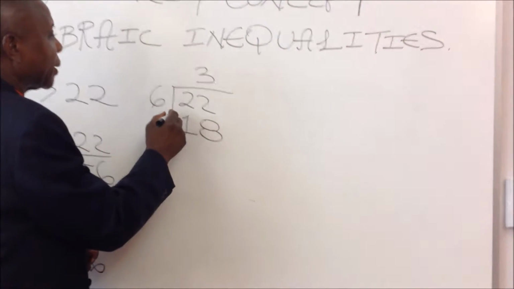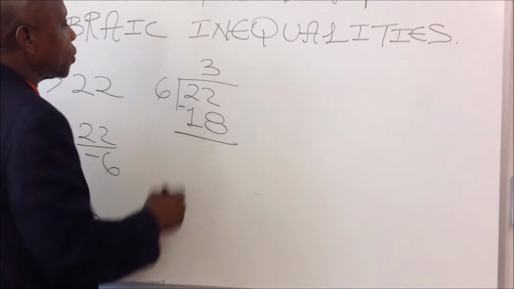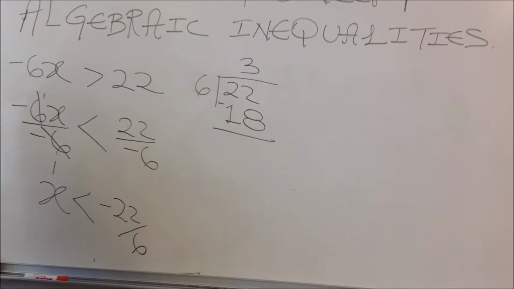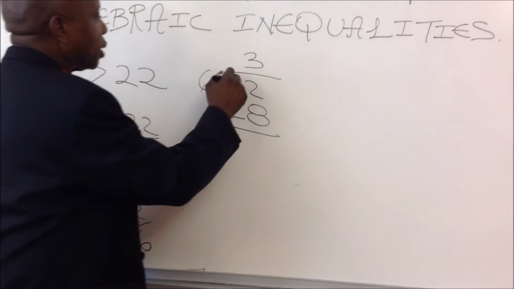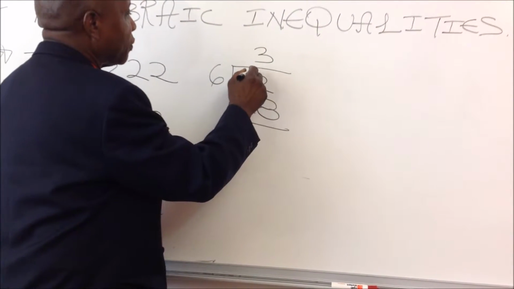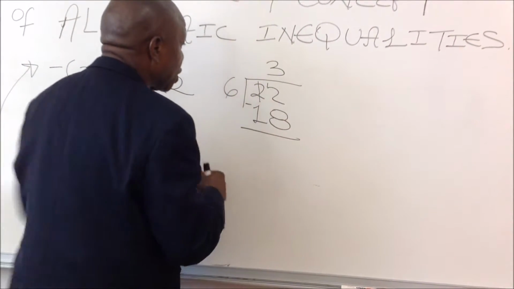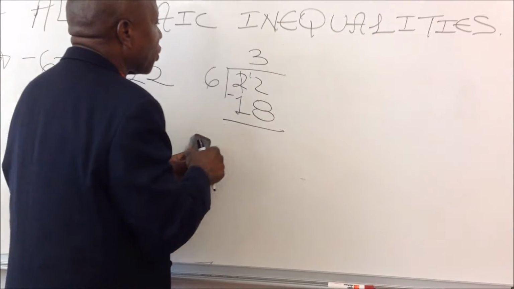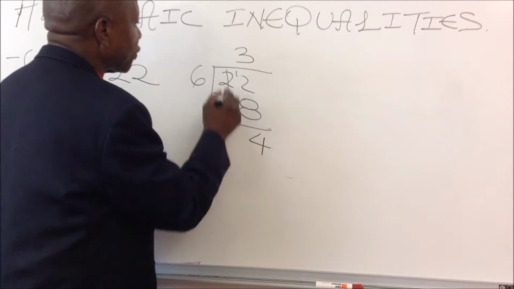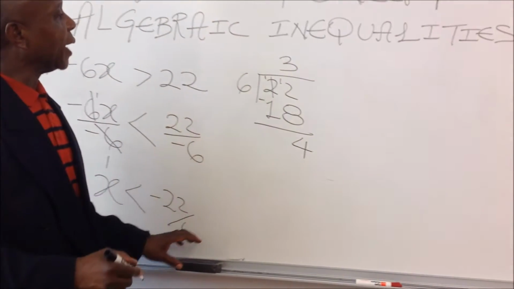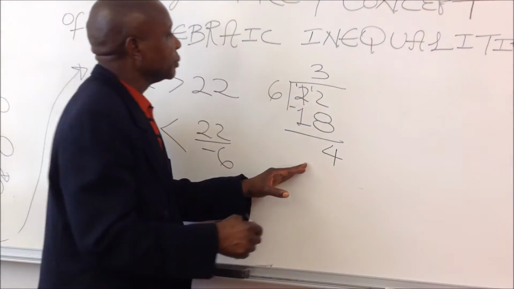And then, what is 22 minus 18? You can borrow 1 from here, and of course you have 12. 12 minus 8 is going to be 4. And of course you have 1 and 0 here. So therefore, 22 minus 18 is 4.